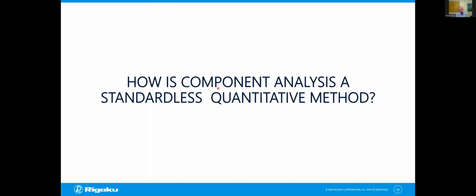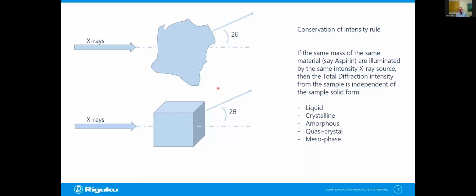But how is this a standardless quantitative approach? What I've talked about so far, you may think is really quite obvious and straightforward, but how does this help us with quantitative analysis? Well, this comes to the conservation of intensity rule. It used to be called Weinstein's law, and in the past has been called Debye normalization as well. In its basic form, what it's essentially telling us is, if you shine X-rays onto the same mass of the same material, for example here, aspirin, and they're illuminated by the same intensity source, then the total diffraction intensity from the sample will be the same and independent of the sample solid form.